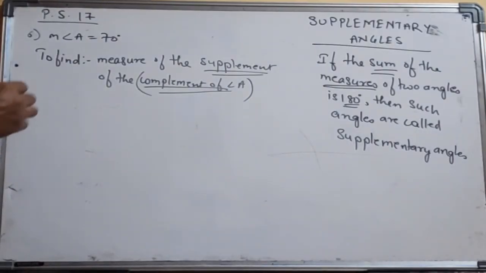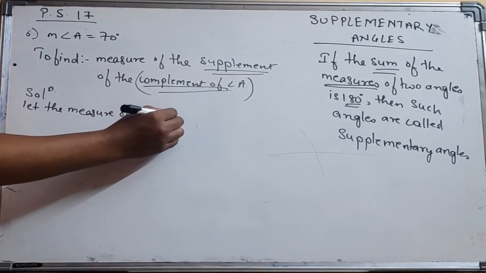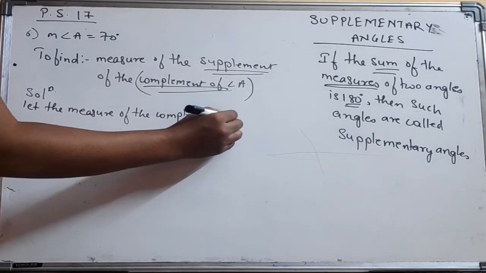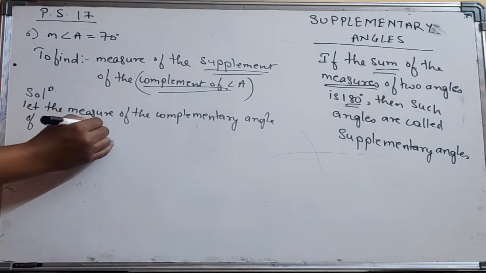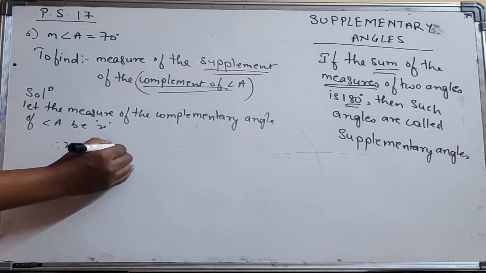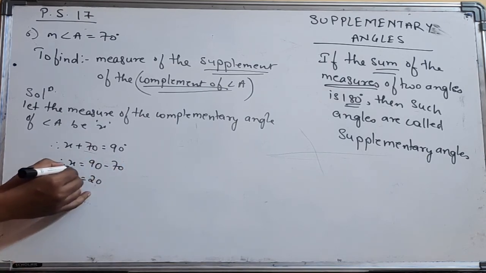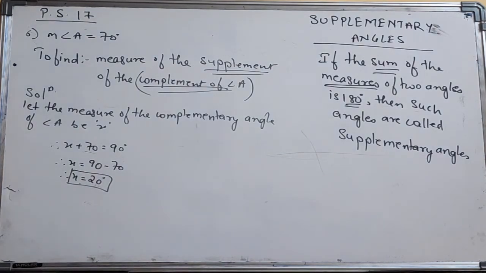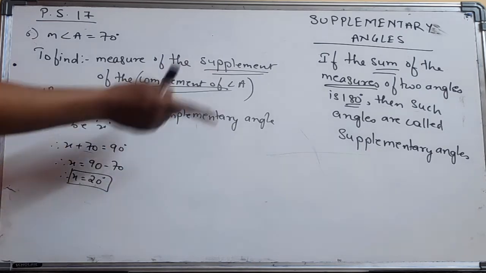So, how are you going to solve this? We are going to say, let the measure of the complementary angle of angle A be X. Therefore you can say X plus 70 equals 90 degrees. Therefore, x is equal to 90 minus 70. Therefore, x is equal to 20 degrees. So, what is the measure of the complementary angle of A? That is 20 degrees.